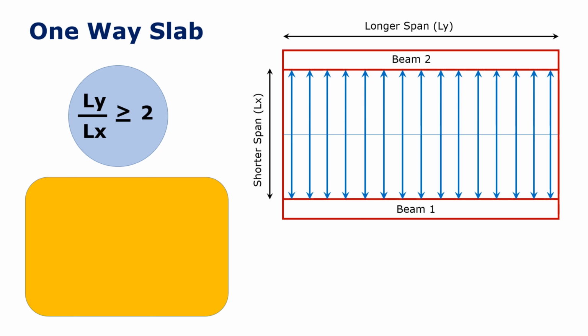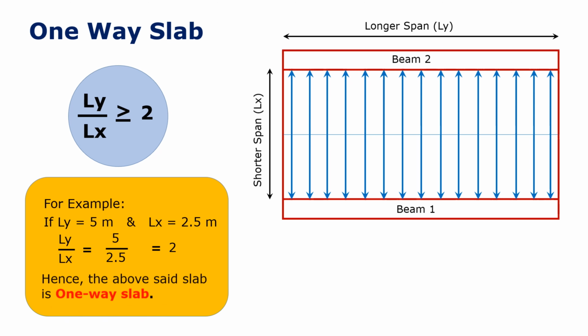Let's see an example so as to how we can determine the given slab is a one-way slab. Suppose if Ly, which is a longer span, is equal to 5 meters and Lx, which is a shorter span, is equal to 2.5 meters. Then Ly by Lx will be equal to 5 by 2.5, which is equal to 2. The ratio of length by breadth is equal to 2. This example satisfies the above equation. Hence, this is one-way slab.